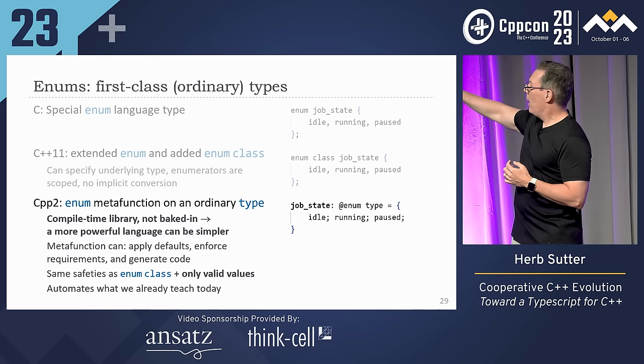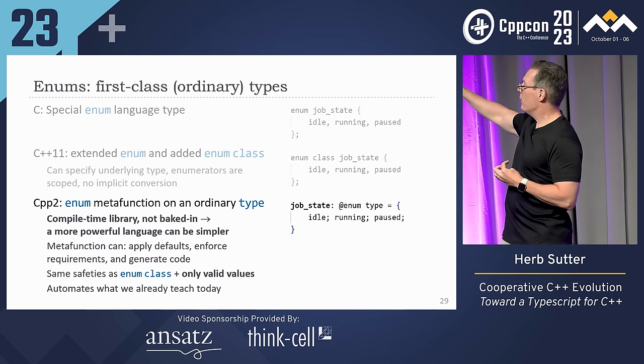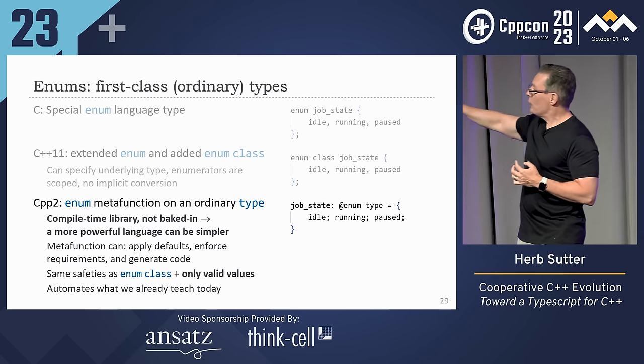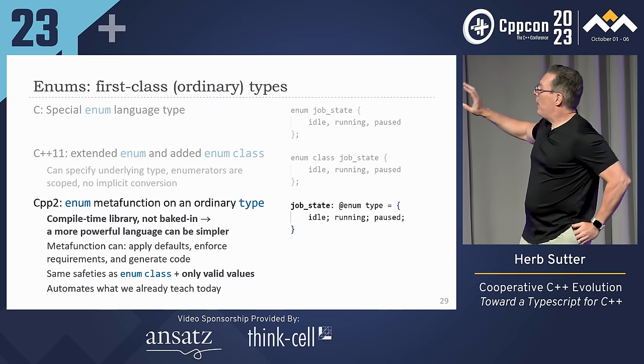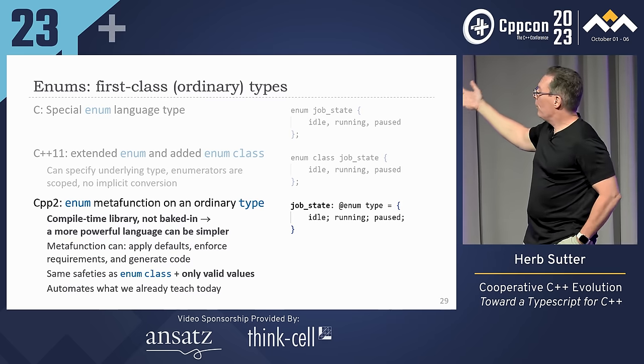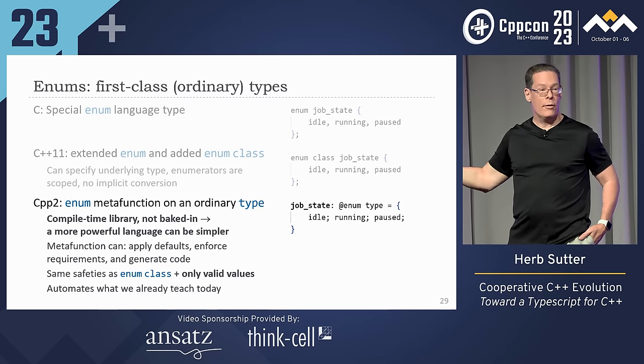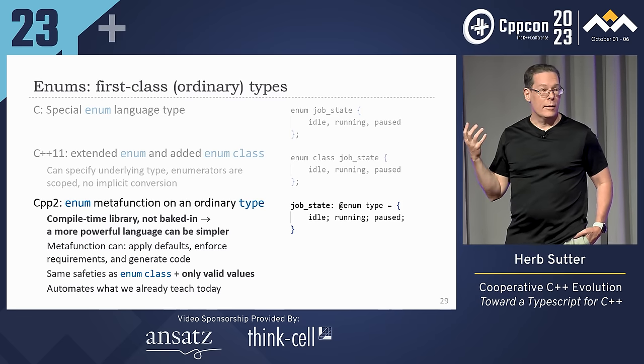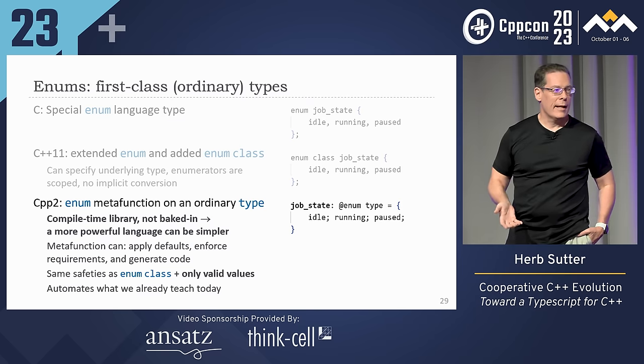The meta function can apply defaults and force requirements and generate code, and it's just as safe as enum class, but I think it's safer because you actually can't create a value of job state that is anything but one of those three. At least I don't know of a way to do it because I shut the doors, and I think I shut them all.